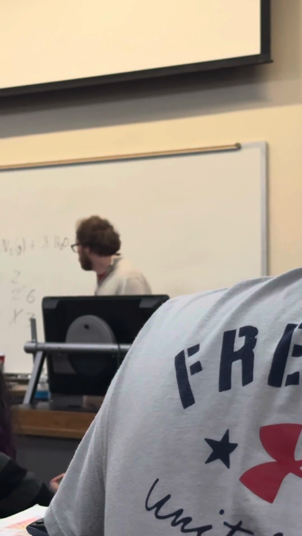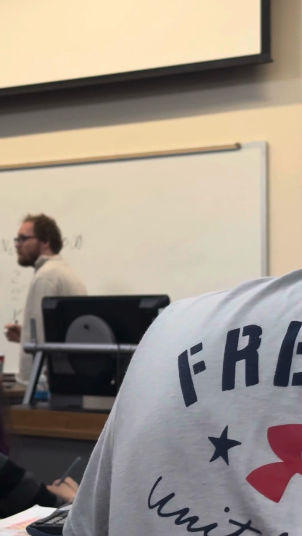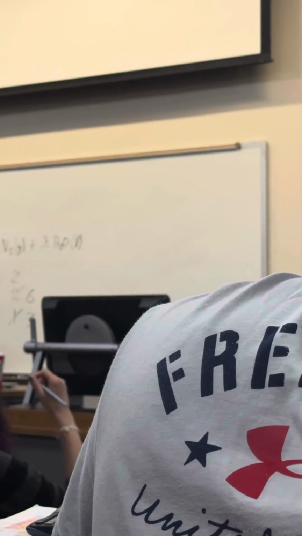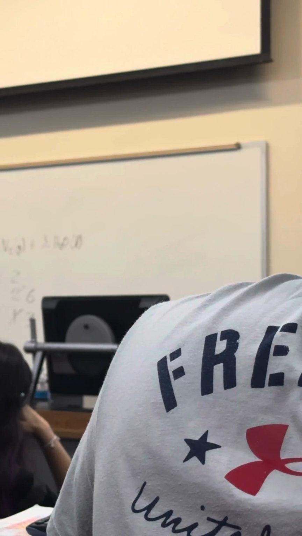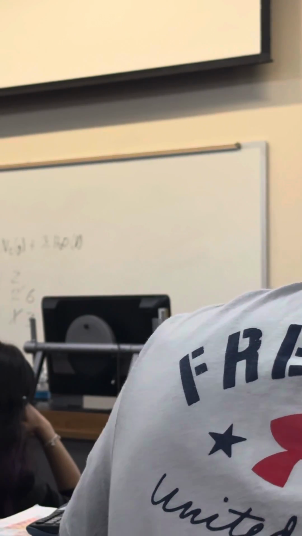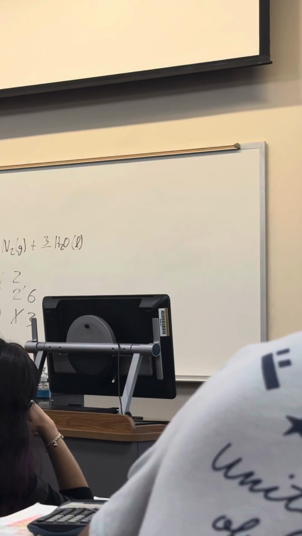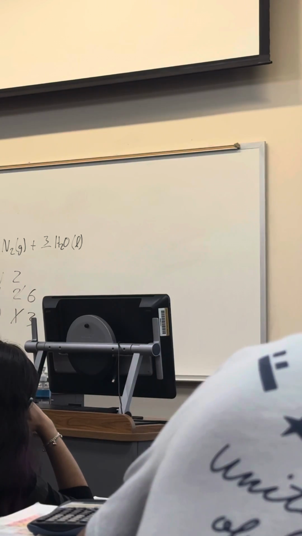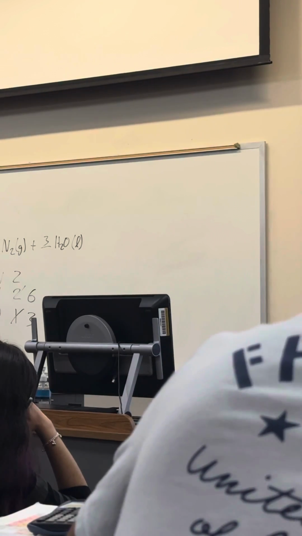Is that balanced? No. Okay, what needs to change? Oxygen on the left. I have 2, I need 3. Agreed. How can I do that? It's an odd number, so double it. You were going to put 3 over 2? No. Double, just multiply everything by what? 2. Okay.